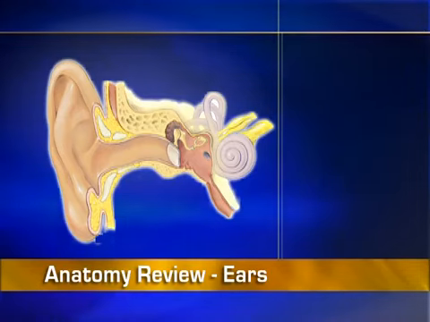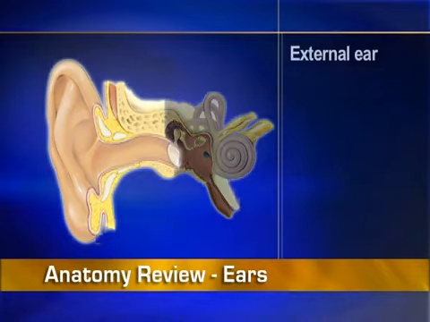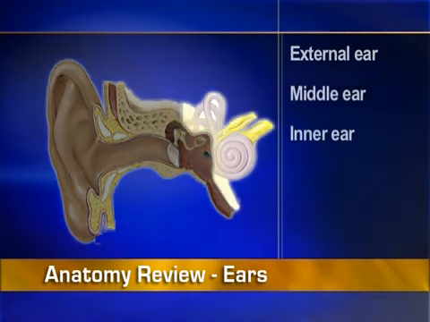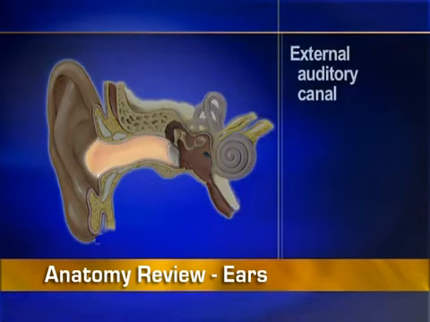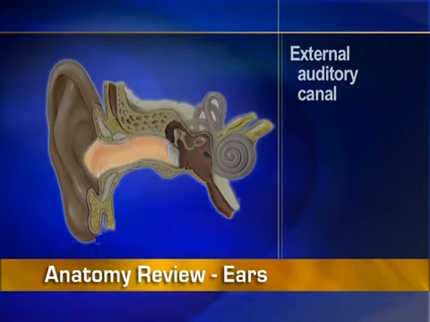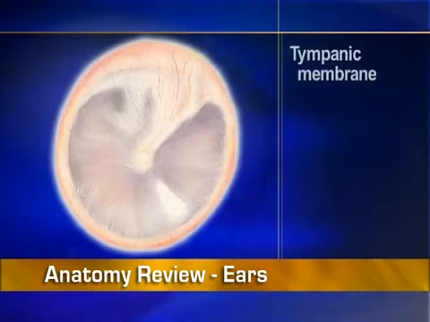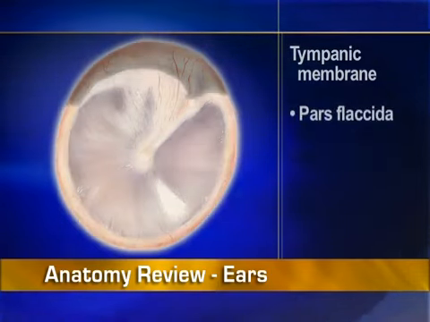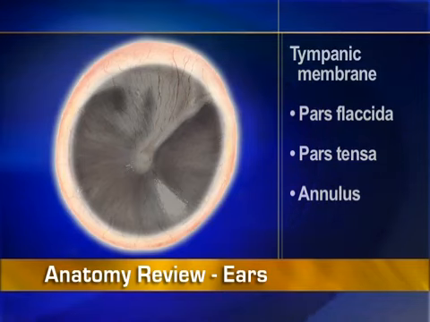Before examining the ear, recall its three parts: the external ear, also called the auricle or pinna, middle ear, and inner ear. The external ear funnels sound into the external auditory canal, which ends at the tympanic membrane or eardrum. The translucent pearly-gray tympanic membrane consists of the pars flaccida and pars tensa, and the annulus, or fibrous outer ring.